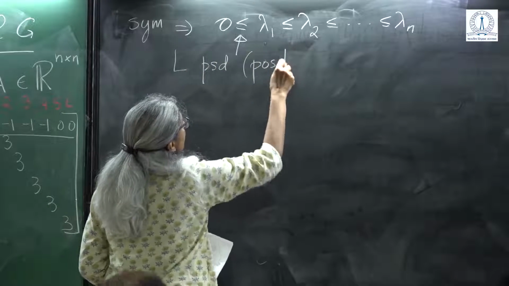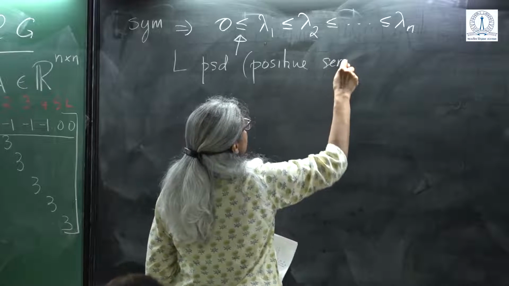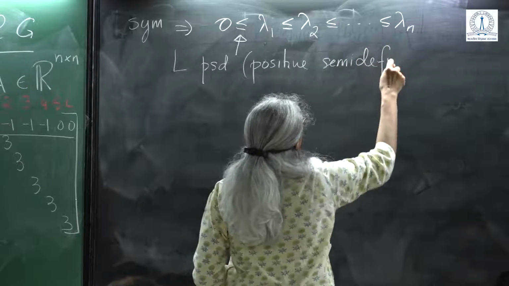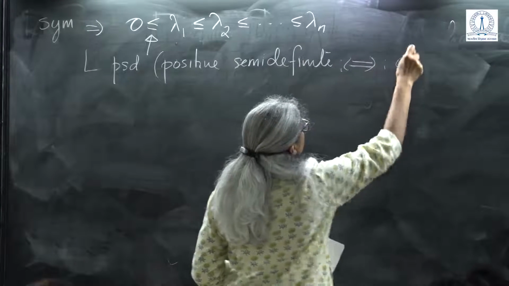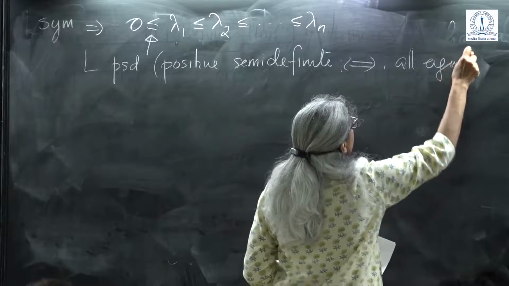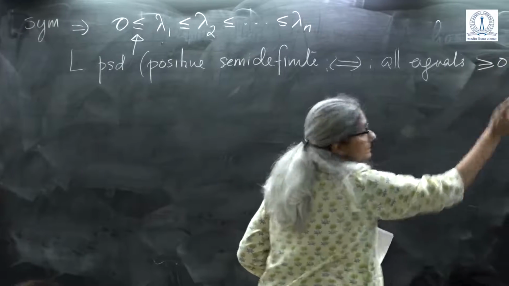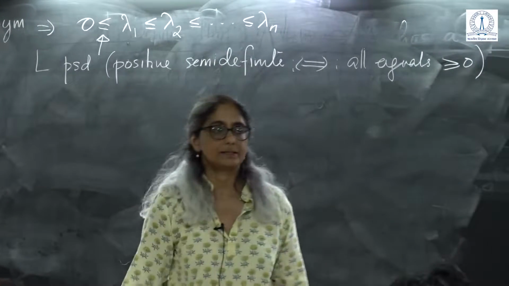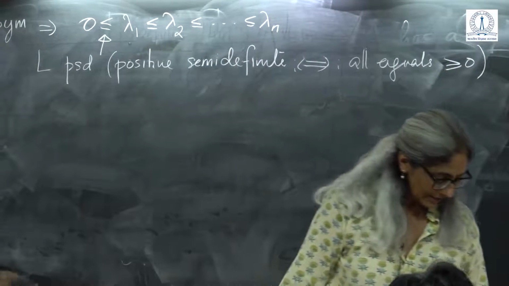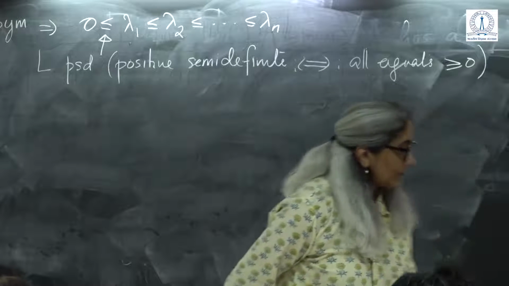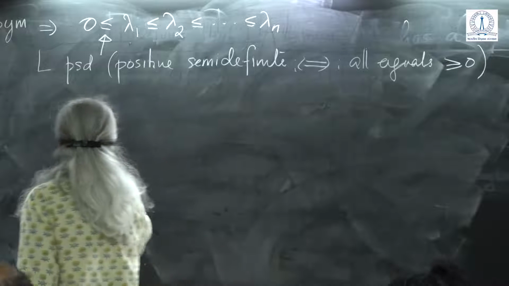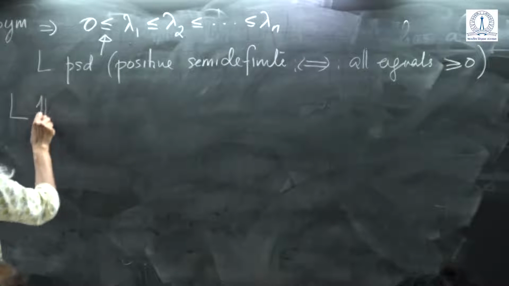Positive semi-definite, which by definition means that all eigenvalues are greater or equal to 0. That's one definition of positive semi-definite. So we know that. We'll prove it in a minute. What happens if we multiply this matrix with the all ones vector?